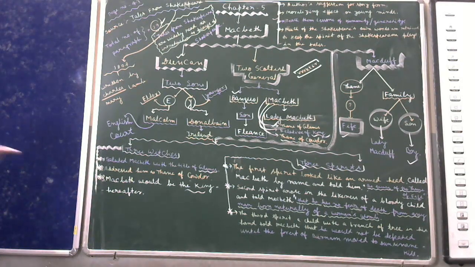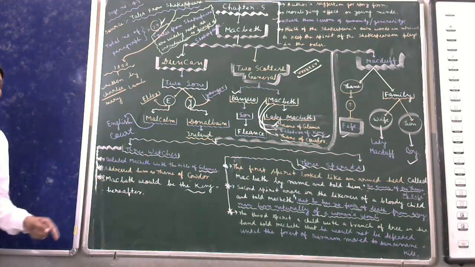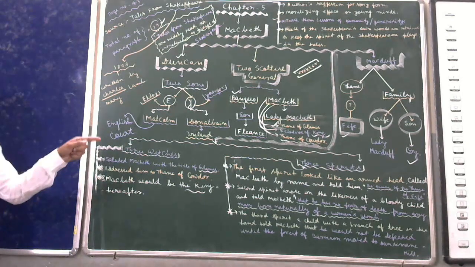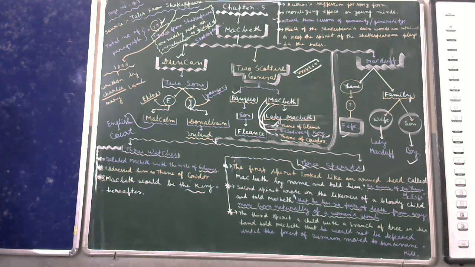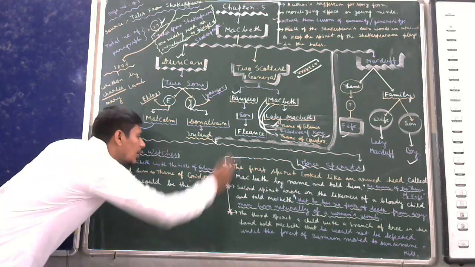But on the way back, they met three unearthly creatures. Later, they were able to realize that these creatures were witches, and Banquo specially called them ministers of darkness. So on their way back they met three weird sisters, who prophesied that Macbeth shall be king.